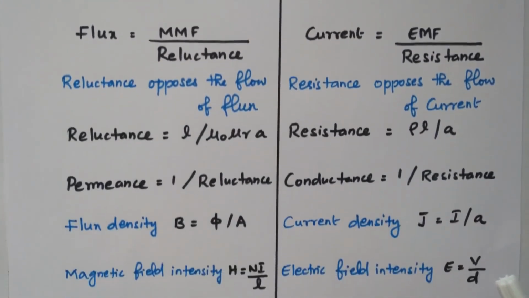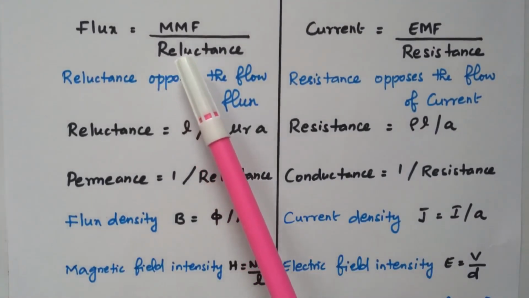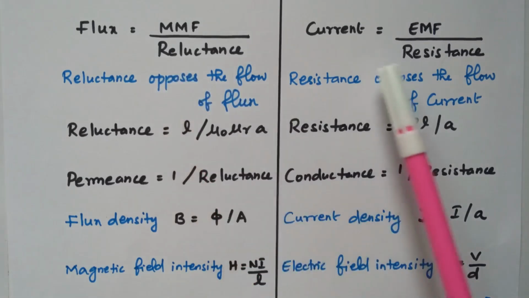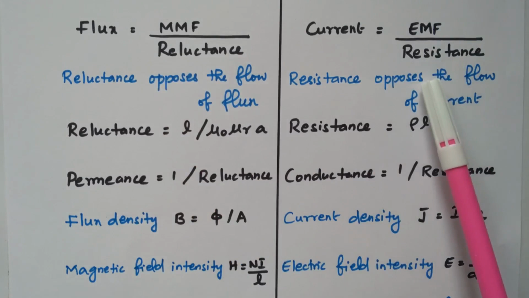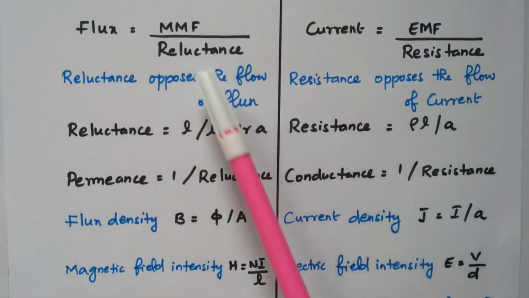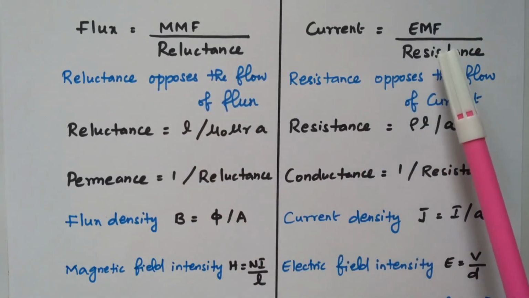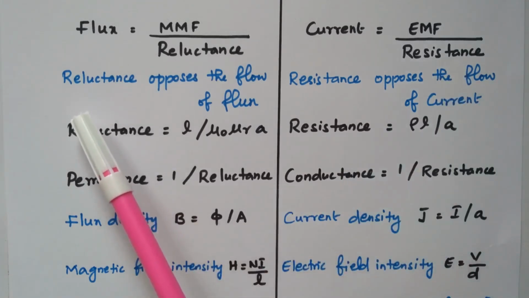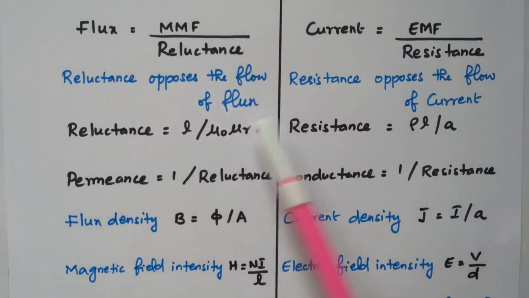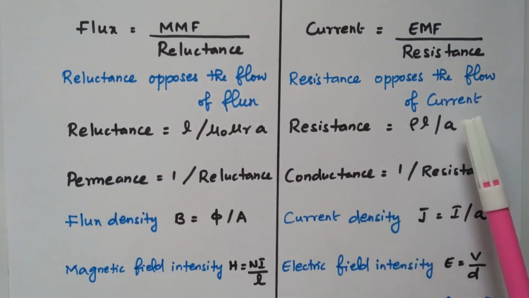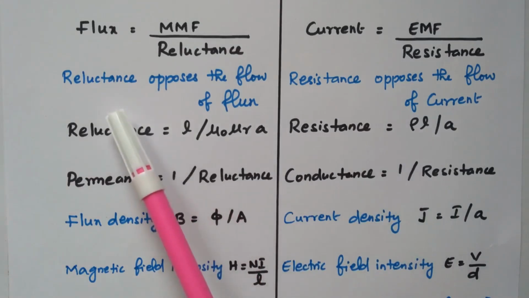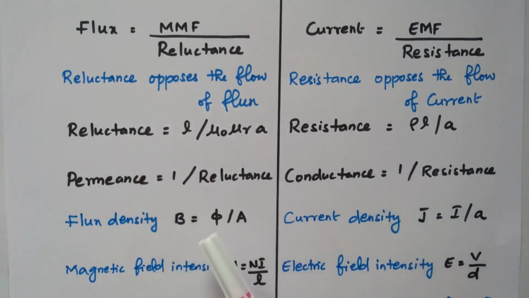Then the flux is given by flux equals MMF divided by reluctance, magnetomotive force divided by the reluctance. Similarly, the current is electromotive force divided by resistance. So very similar: MMF by reluctance, here EMF by resistance. The reluctance opposes the flow of flux, just as resistance opposes the flow of current. The flow of current is opposed by the resistance in the electric circuit. Similarly, here the reluctance is opposing the flow of flux.